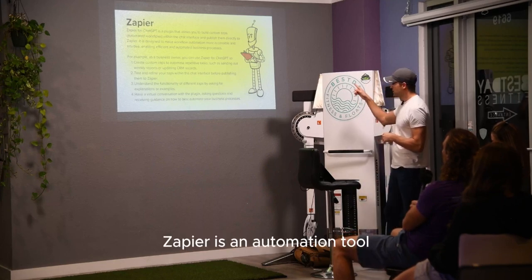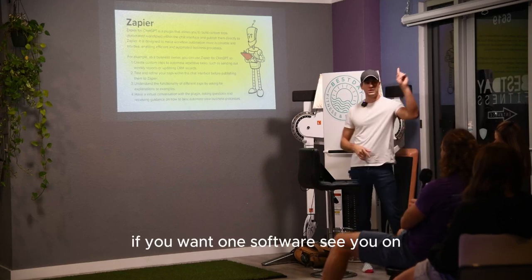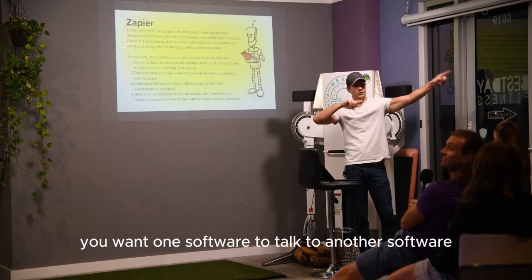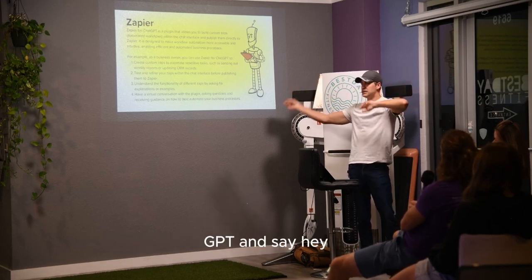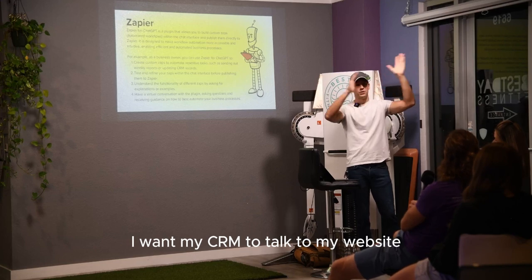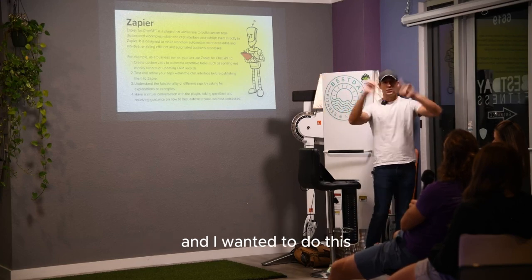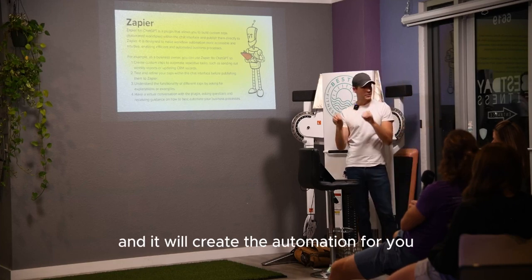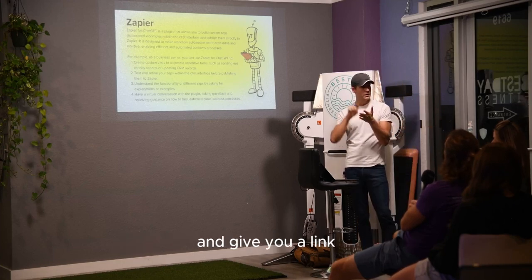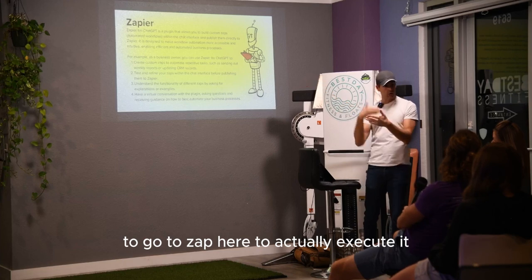Zapier is an automation tool. If you want one software to talk to another software, Zapier is the tool to do it. You go into ChatGPT and say, hey, I want my CRM to talk to my website, and I want it to do this. When this happens, I want it to do that. And it will go and create the automation for you and give you a link to go to Zapier to actually execute it.